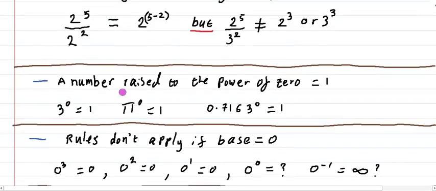Any number raised to the power of 0 equals 1. 3 to the power of 0 is 1, pi to the 0 is 1, 0.7163 to the power of 0 is 1.